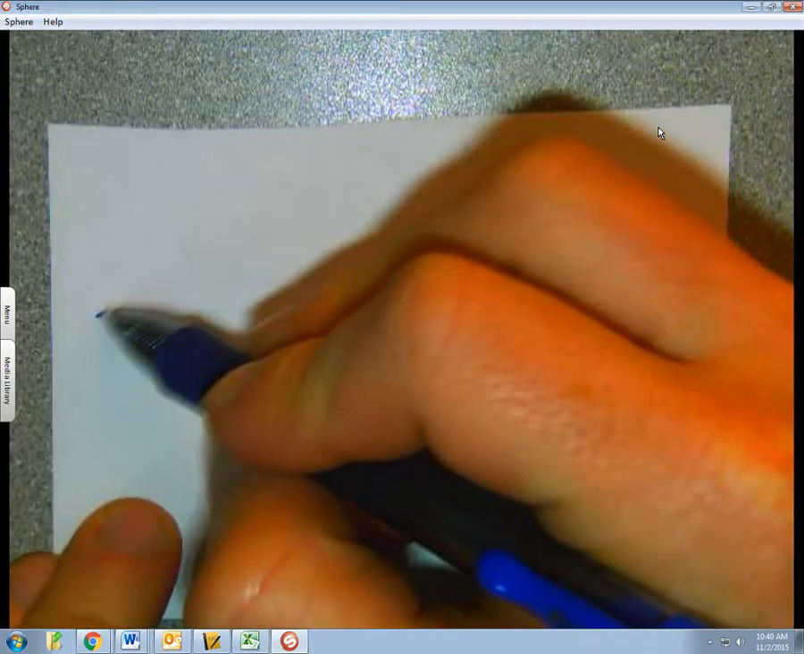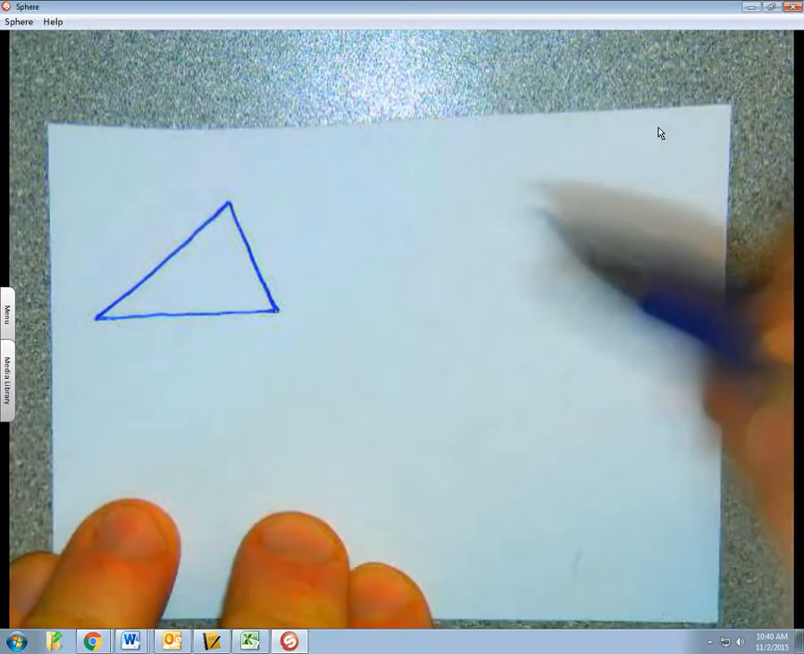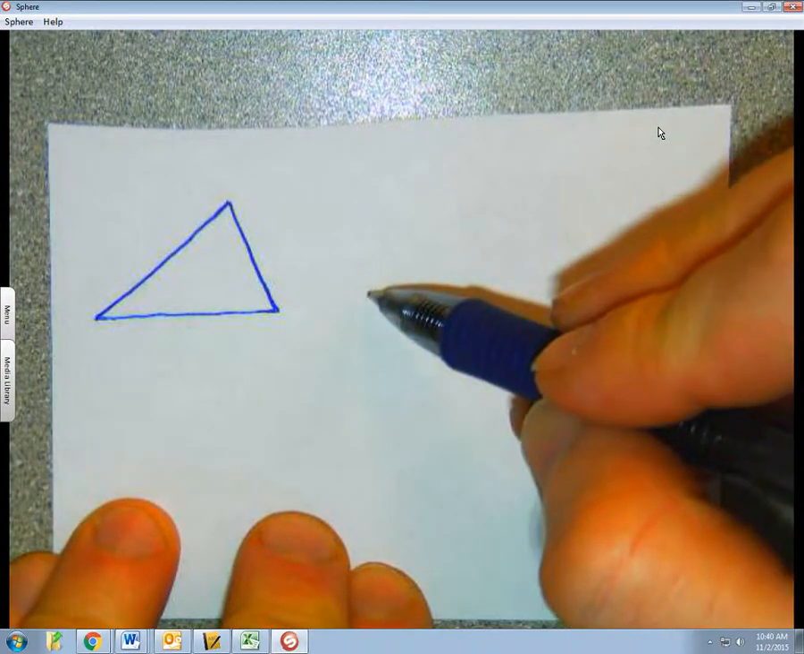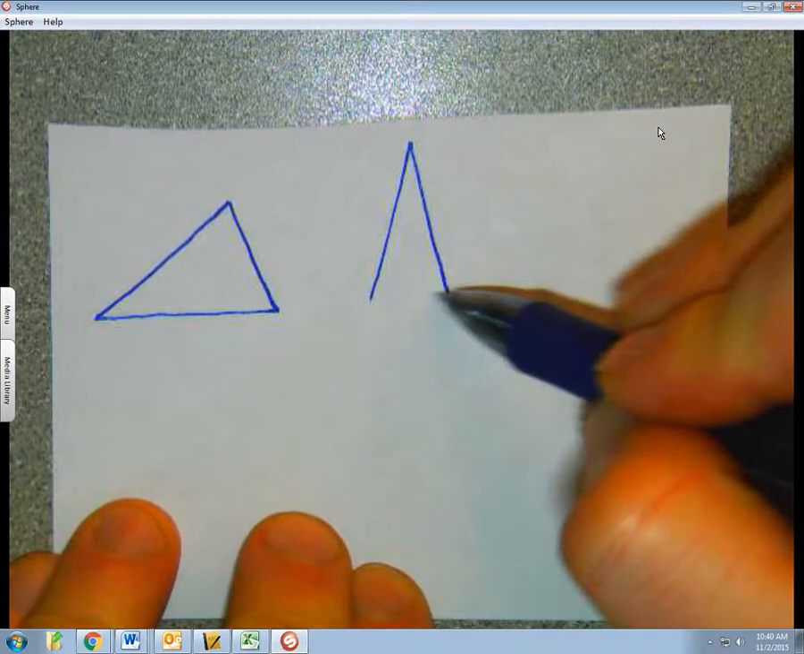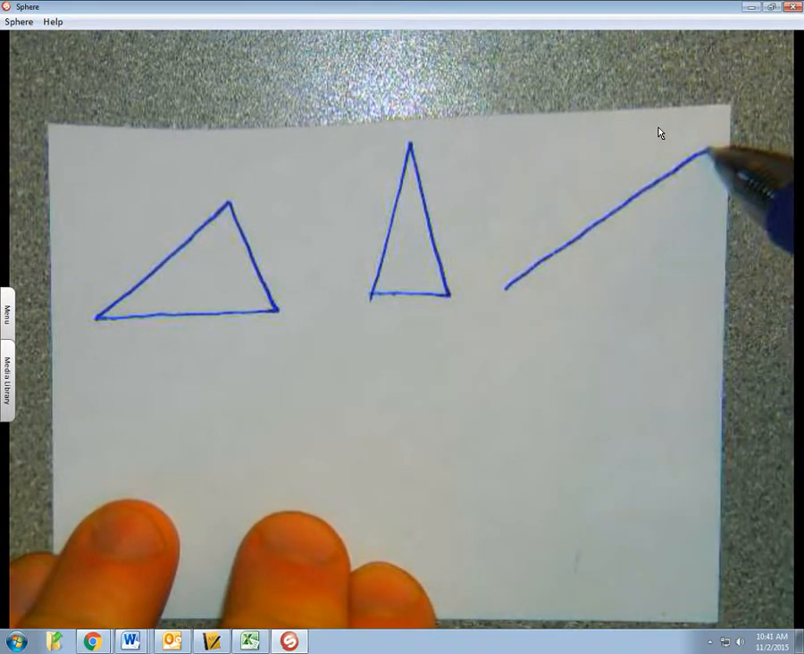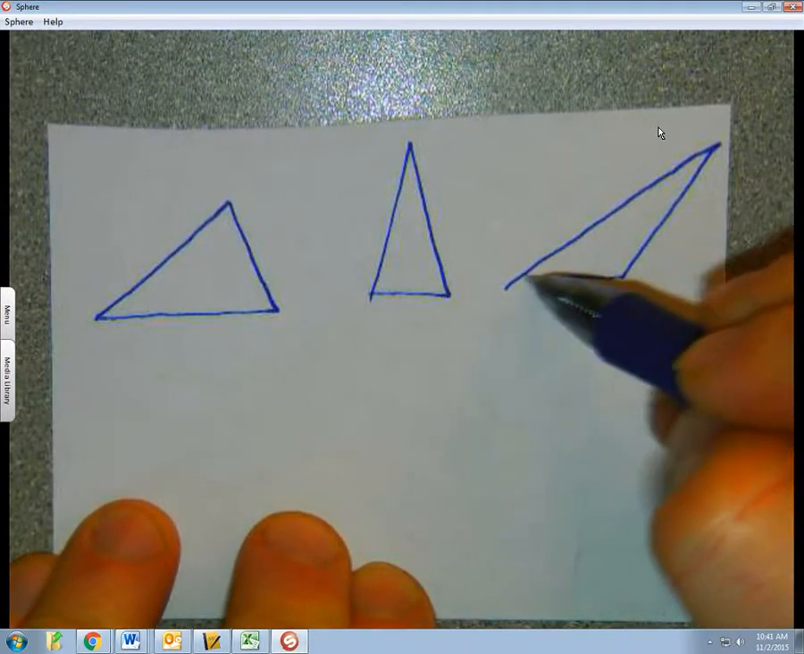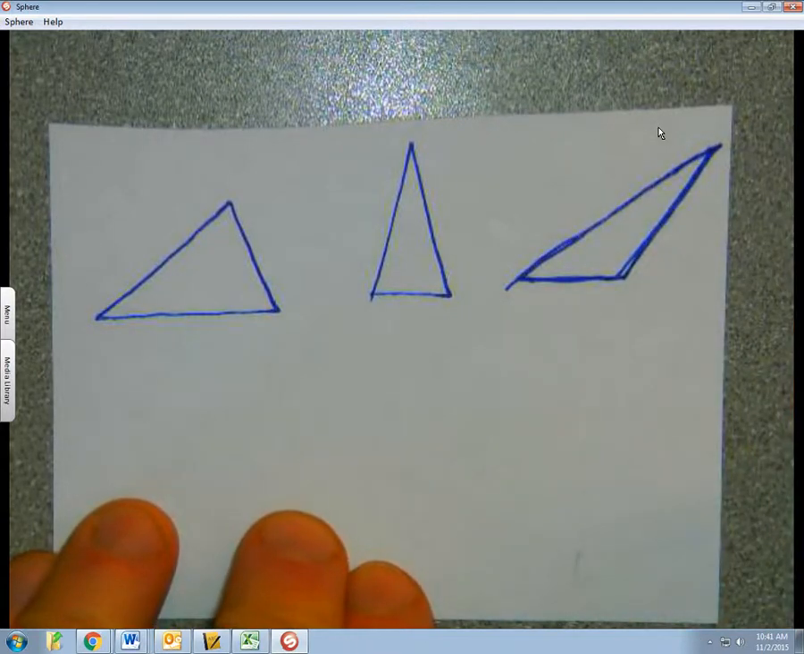Alright, so let's draw a few triangles. And one like this, and one that is like this, and one that is like that. Okay, so those are our three triangles.